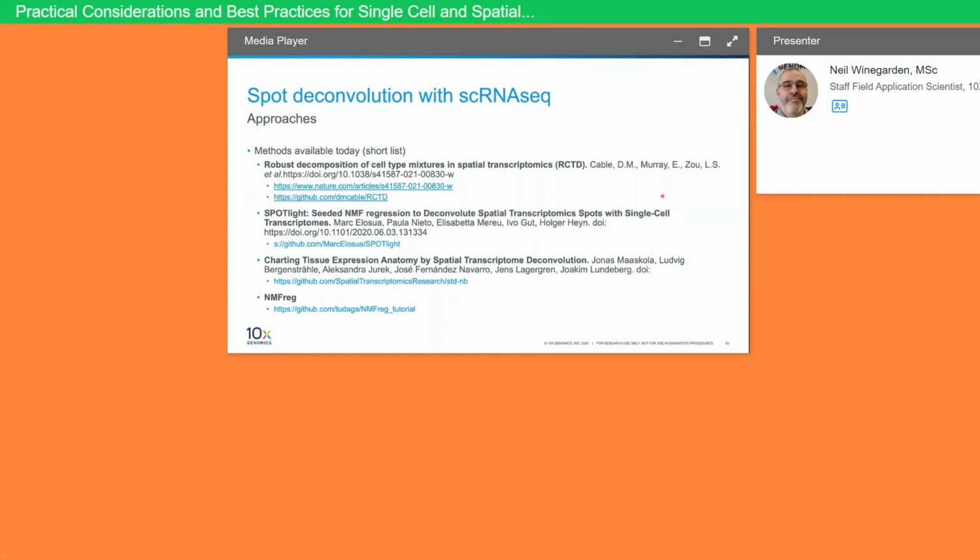This slide highlights a few of these methods. I'm going to show you some data from a couple of these approaches: NMFreg from Alexandrina Goeva's lab at the Broad, and SPOTlight from Holger Heyn's lab at the CRG in Barcelona.